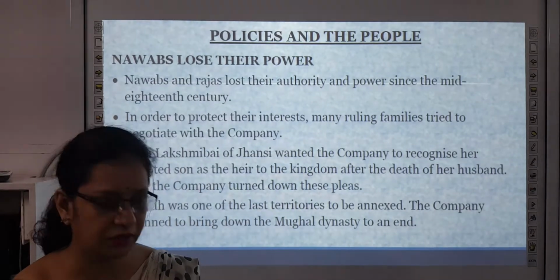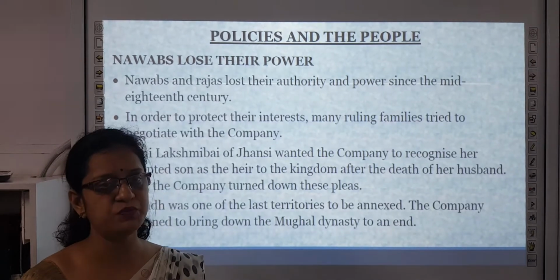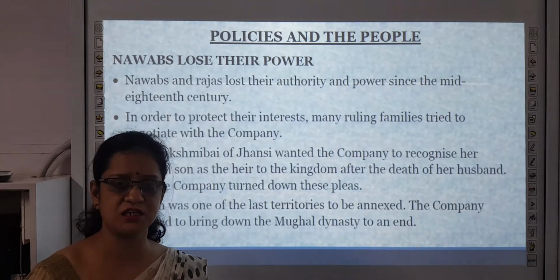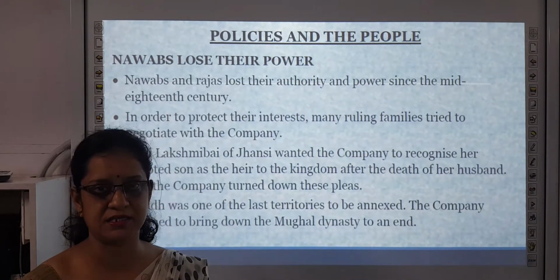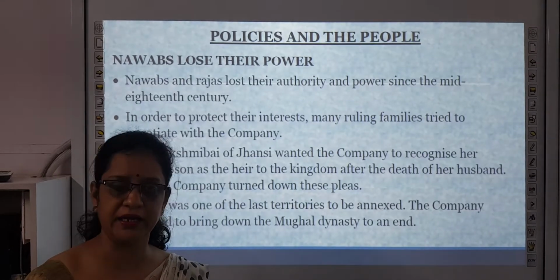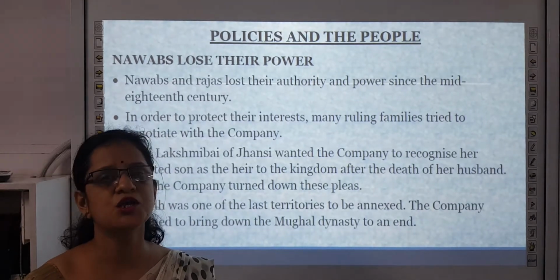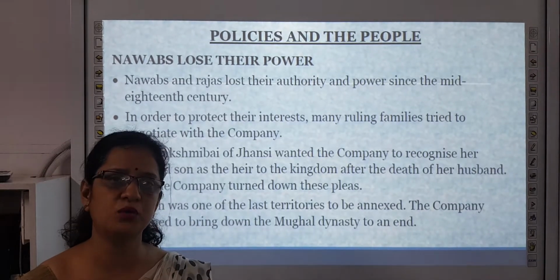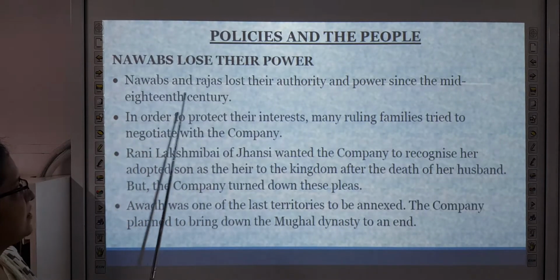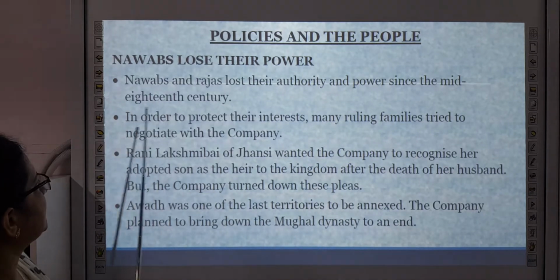Before that, I want to tell you the brief story of what was behind that, as we have explained in the previous chapter. As you know, the main motto of the East India Company was to annex the territories. And what was the impact of their actions and policies in India on the Nawabs, rulers, Rajas, peasants, sepoys and the common people, and how did they resist? Nawabs lose their power. Nawabs and Rajas lost their authority and power since the mid 18th century.